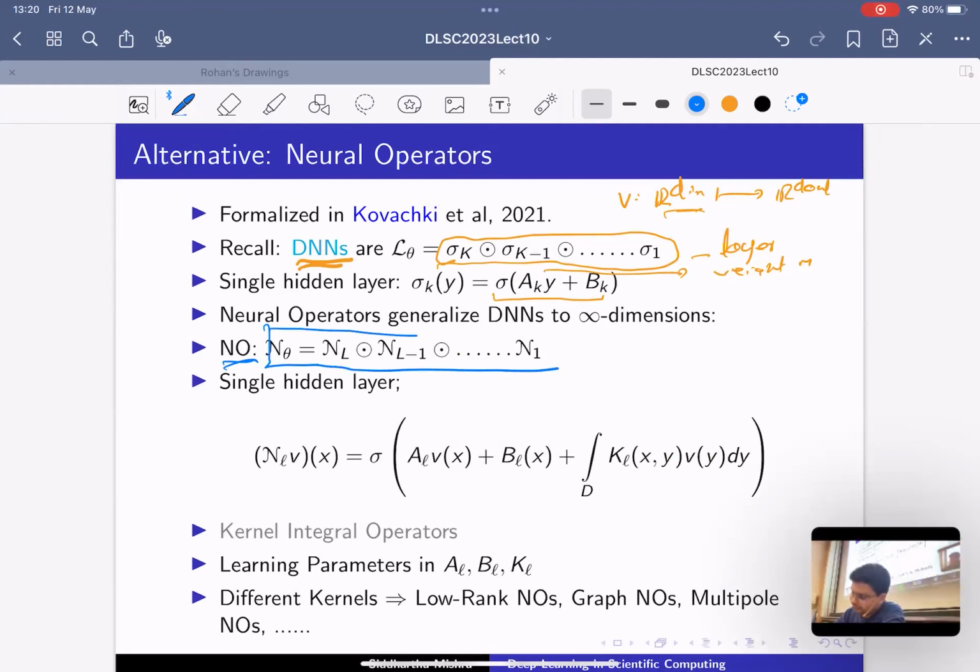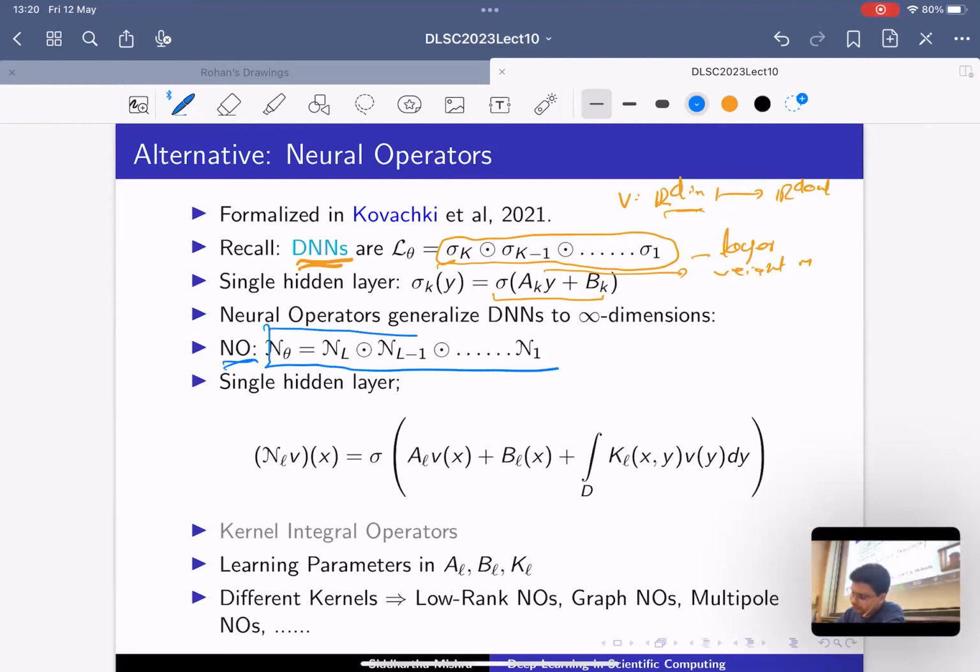to infinite dimensions. We know what a DNN is: this layer-wise composition. Now we similarly have the following composition. We will have N equal to N_1 composed with N_2 composed with up to N_L, and each of these N_l is an operator. Earlier, each layer was a function.